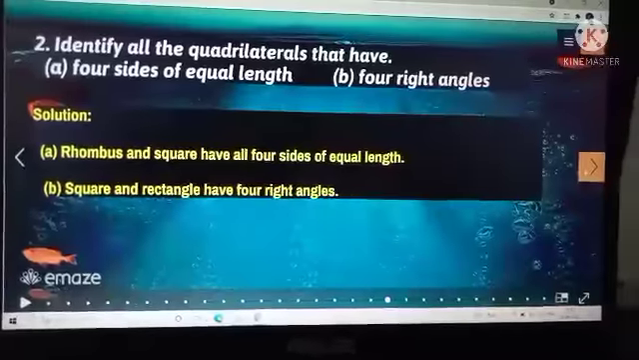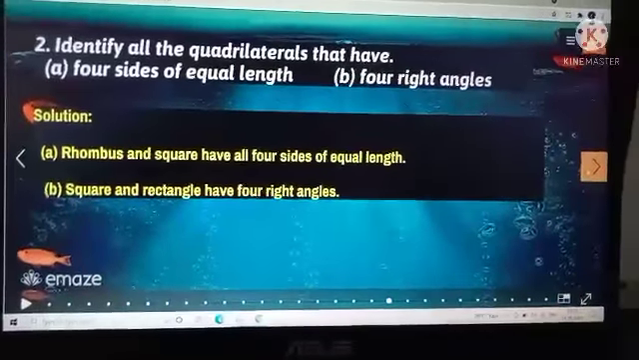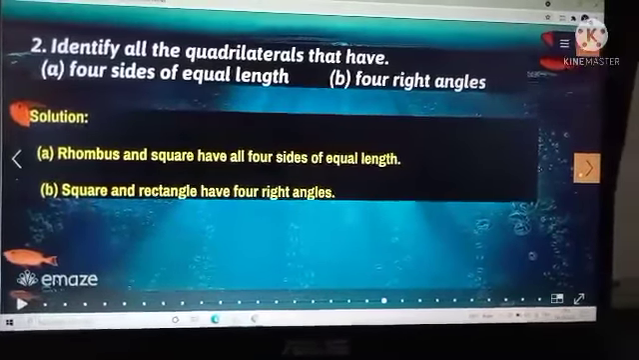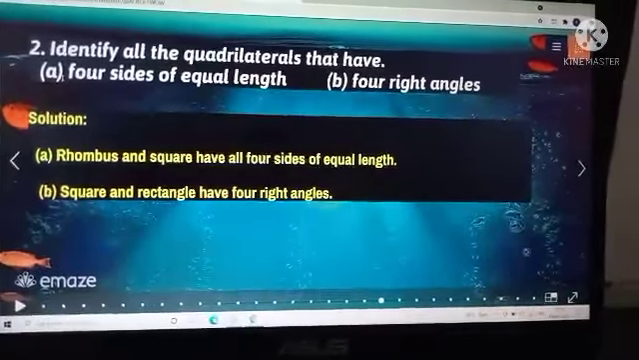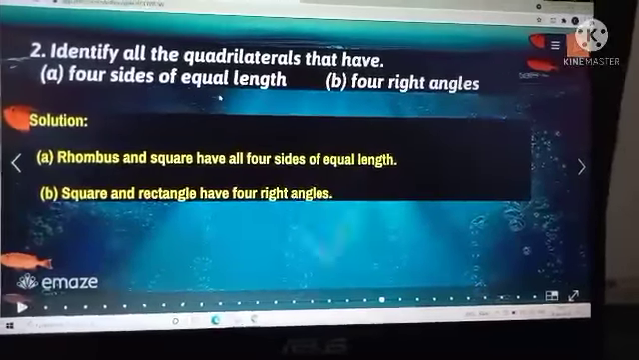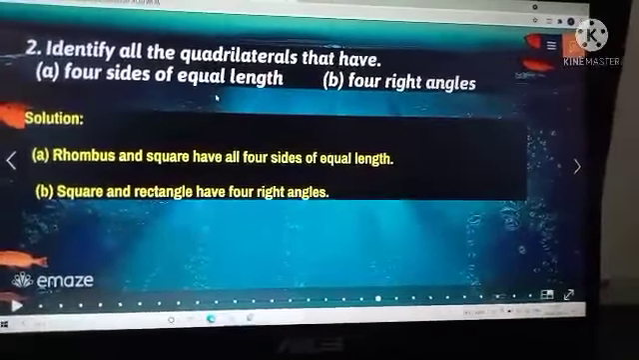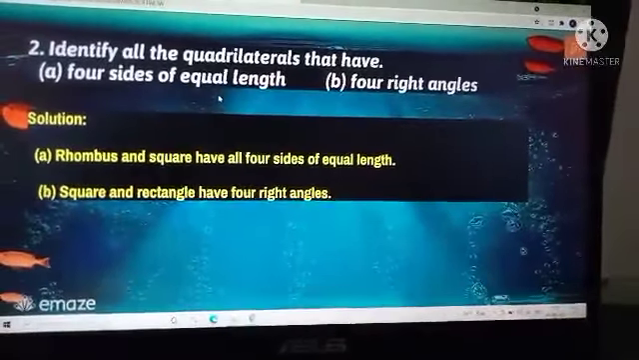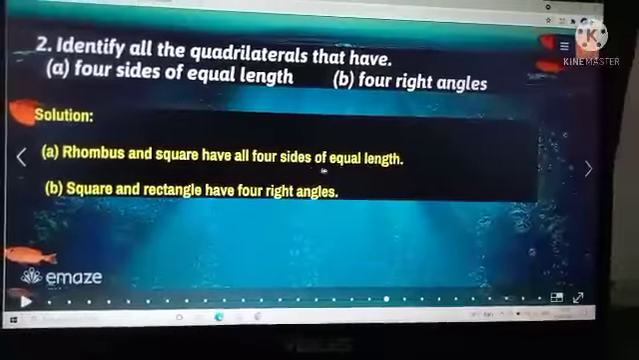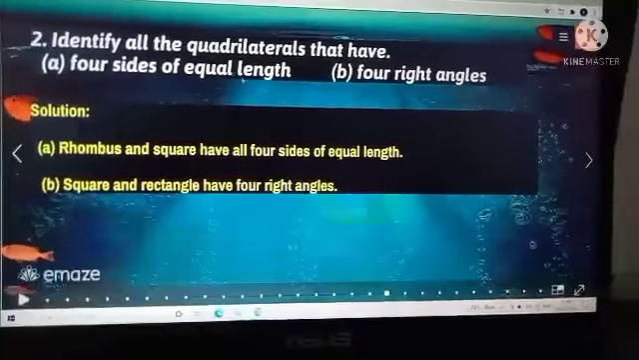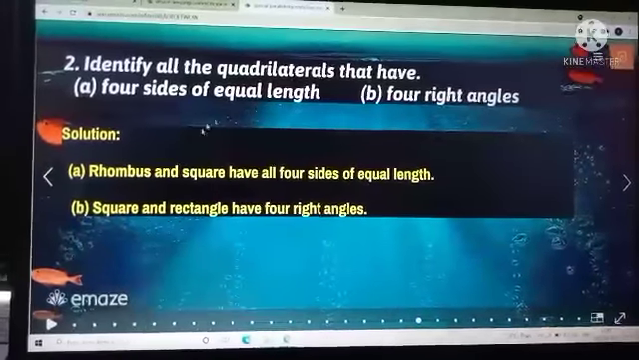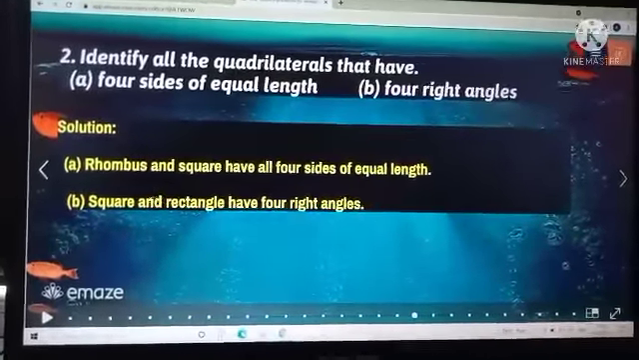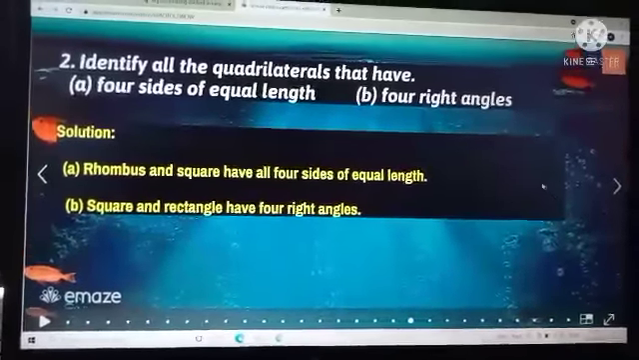Next, identify all the quadrilaterals that have 4 sides of equal length, 4 right angles. So, let's see the first question. Identify the quadrilaterals that have 4 sides of equal length. Which quadrilaterals have 4 sides of equal length? It is rhombus and square. And identify the quadrilaterals that have 4 right angles. It is square and rectangle.